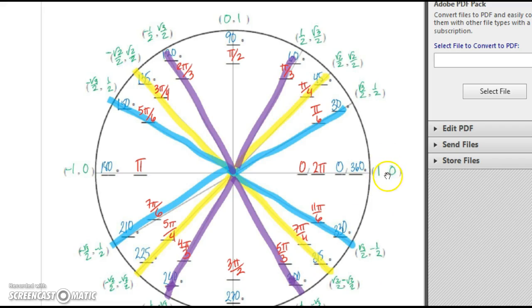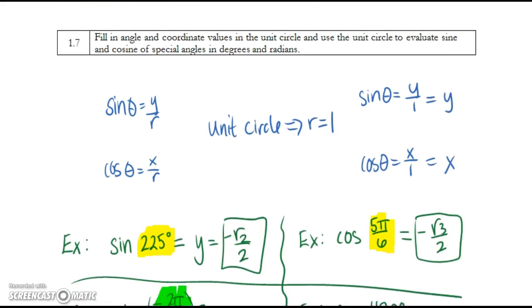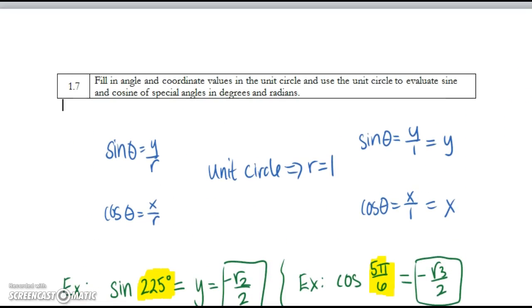And the quadrantals here at 0 and 90 and 180 and 270 and 360, well, those are 1 unit away from the origin. And so the coordinates are going to be 0, 1 or 1, 0 or something similar on the negative side. So this is standard 1.7, finding the sines and cosines of angles using your unit circle.